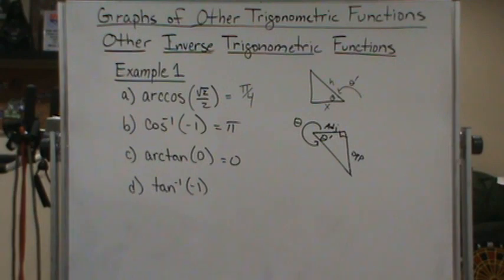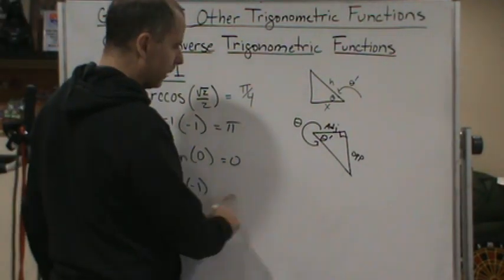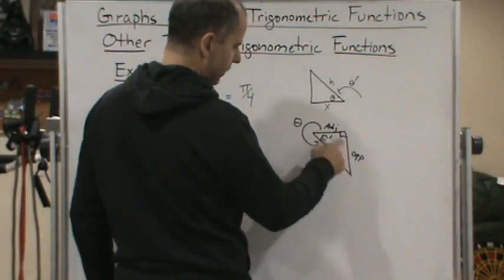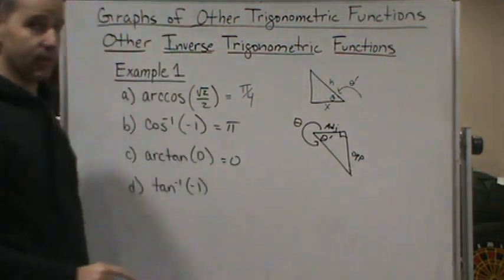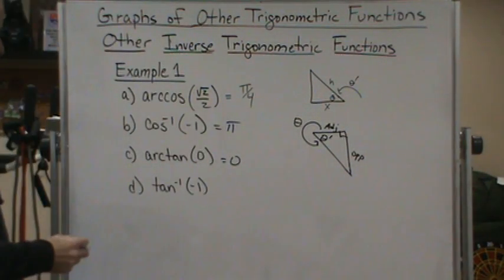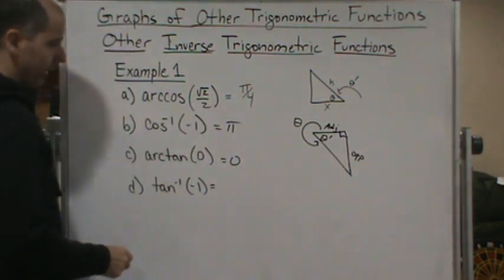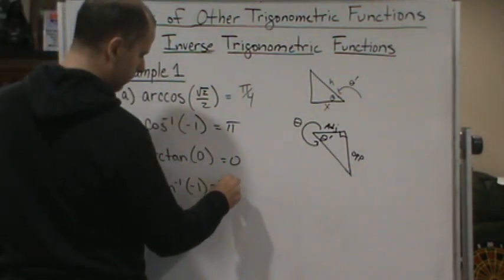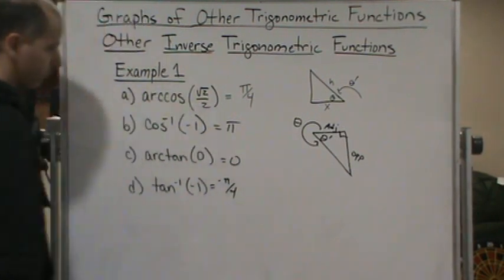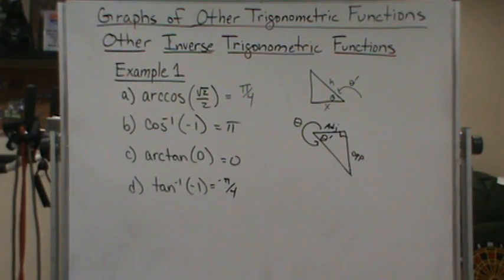So again, the only way we're going to get 1 is if these two legs are the same, which only happens if it's a 45, 45, 90 triangle. So this is going to be what? It's going to be negative pi over 4.